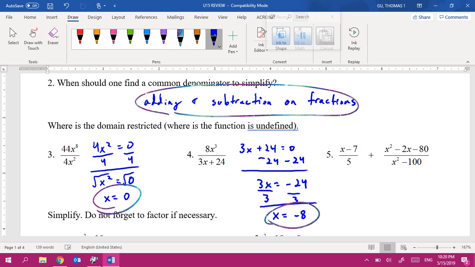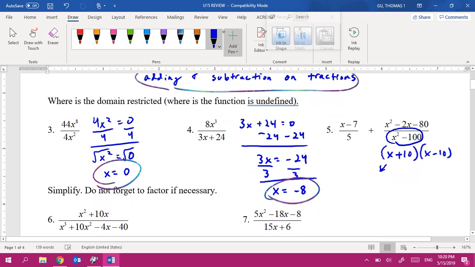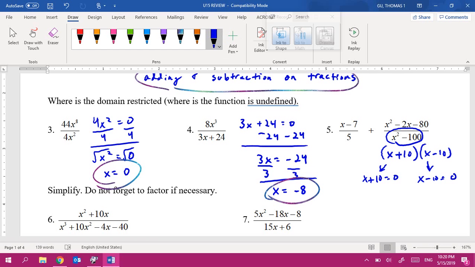And lastly, on this section, number 5, we're looking at the one on the right over here. First, we have to factor out the denominator. So x squared minus 100, that is a difference of squares, which means it factors out to x plus 10 times x minus 10. So now I just have to set each factor equal to 0. So right here is going to give me x plus 10 equals 0. And the other factor will give me x minus 10 equals 0. And solving this will give me my two x values where the expression is undefined.